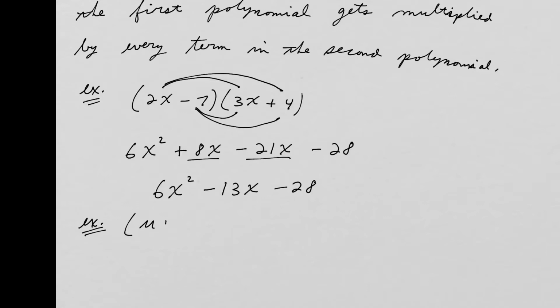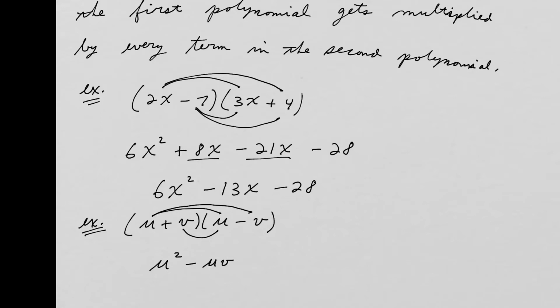Let's say I have u plus v times u minus v. So we'll use our general idea, or in this case, you could use FOIL, because it's still a binomial times a binomial. So if I do u times u, that's u squared, 1u squared, I don't have to write the 1. u times minus v is minus uv.